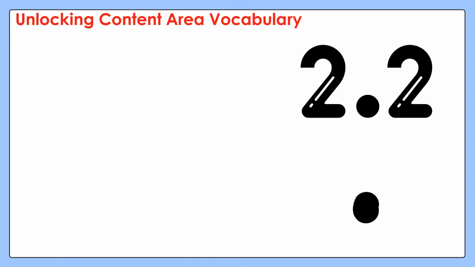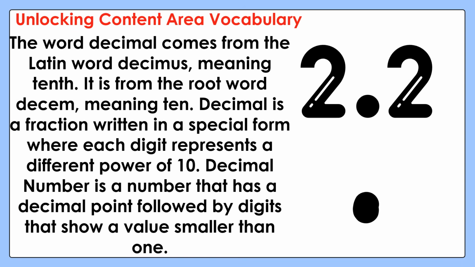Unlocking content area vocabulary. The word decimal comes from the Latin word decimus, meaning tenth. It is from the root word decem, meaning 10. Decimal is a fraction written in a special form where each digit represents a different power of 10. Decimal number is a number that has a decimal point followed by digits that show a value smaller than 1.